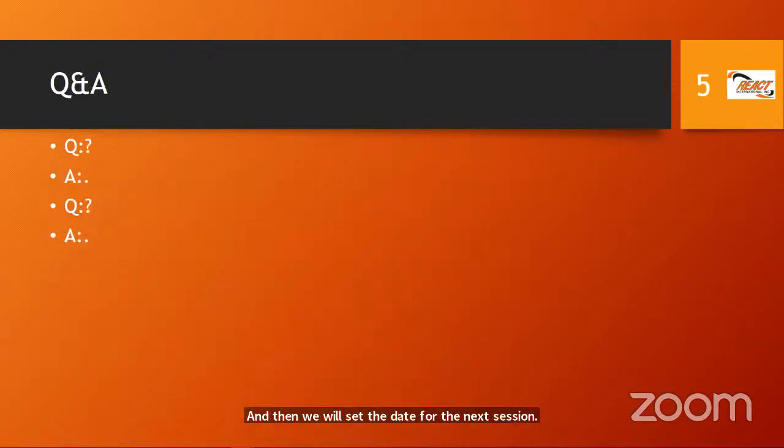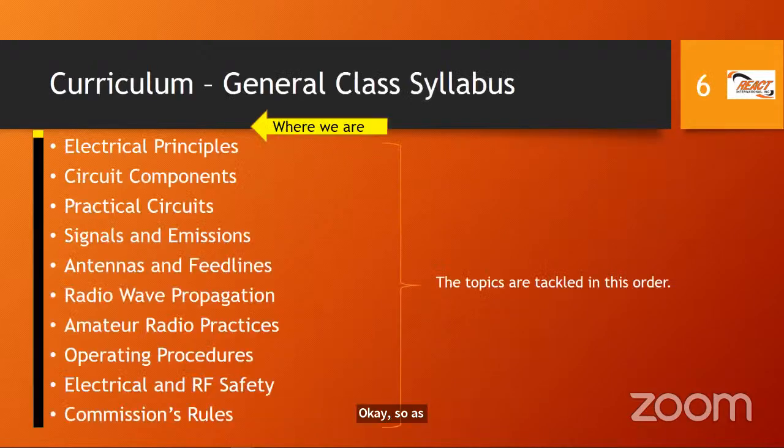Okay, so as mentioned, there are no outstanding questions from session number 1. This slide shows the syllabus that we'll be following. The yellow arrow here will show just where we are, and you'll see this yellow arrow go down as we progress from session to session. So just to give us an idea where we are, so we don't lose sight of what we're about. Today we are dealing with electrical principles. So I've just begun.